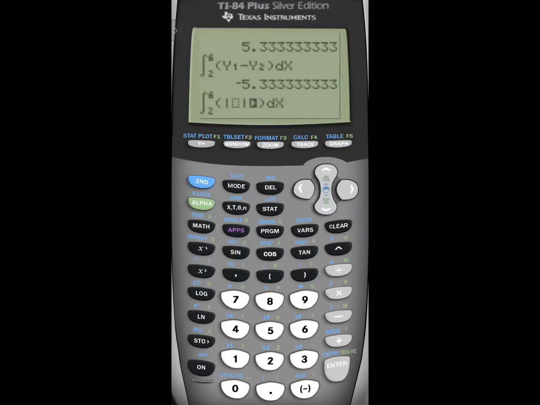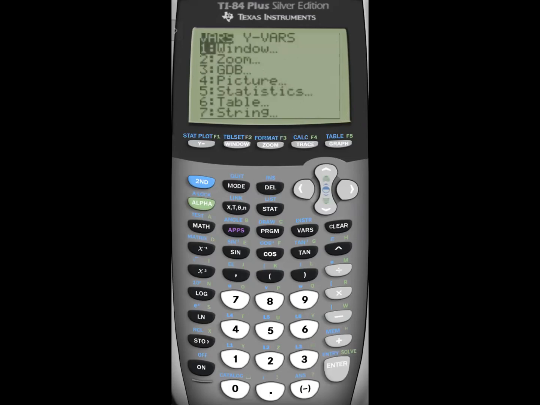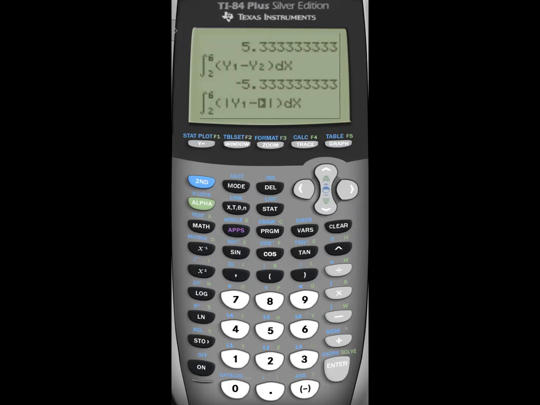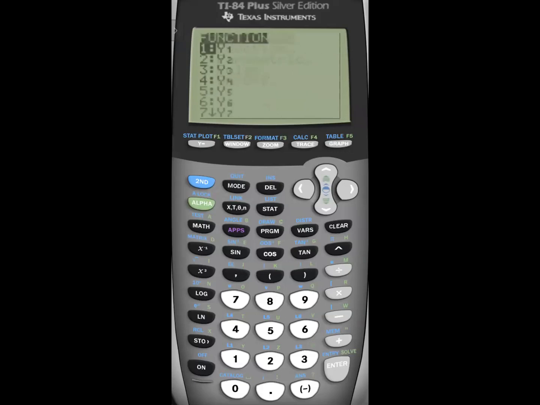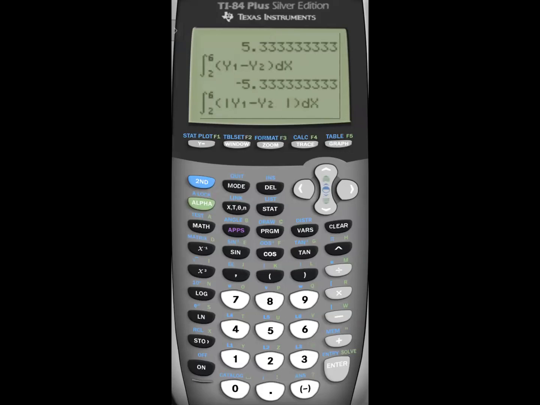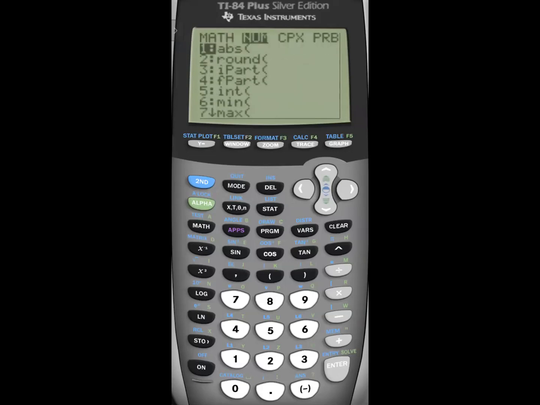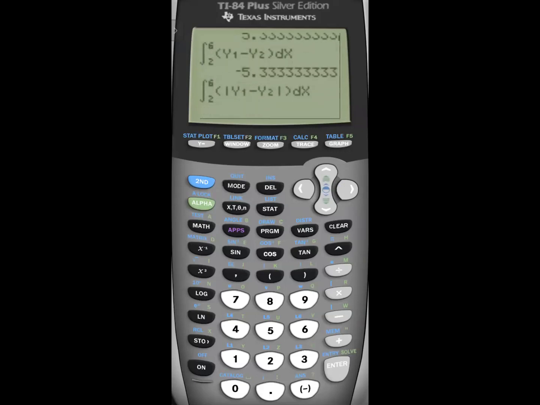We're going to do vars, Y vars, function, Y1 minus vars, Y vars, Y2. Okay, so I'm going to pause here, and you can see now I wrote an absolute value into my problem. How did I find the absolute value? That absolute value was in math, numerical, num, and the first one, ABS, is about absolute value. If I hit this, this will give us our positive answer.